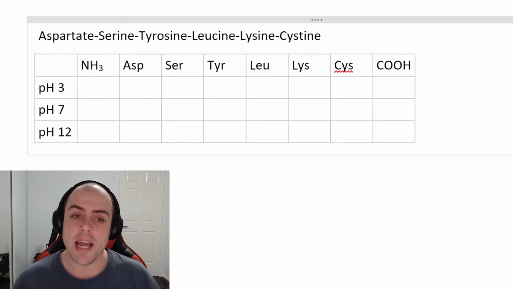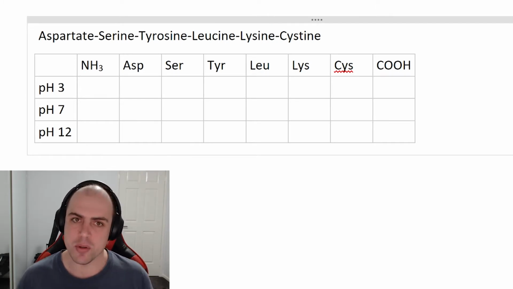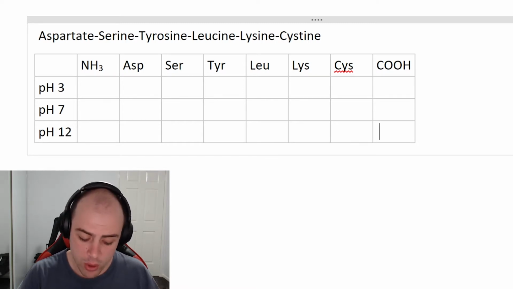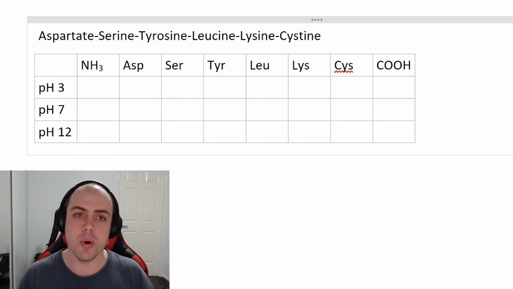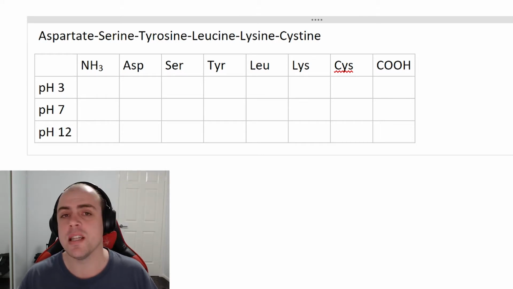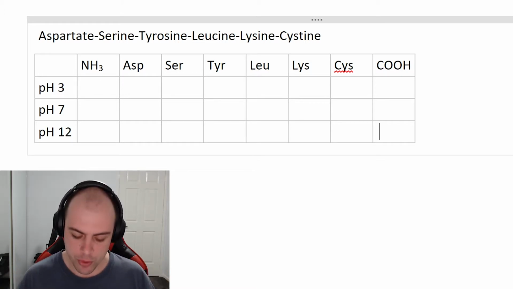Now that we've got our names written in, the next thing I do is to draw a table. Immediately upon drawing my table, I include the name of all of my amino acids, but then I immediately ensure that I put in the quaternary ammonium group on the left and the carboxylic acid on the right. Why? These are our terminal groups.